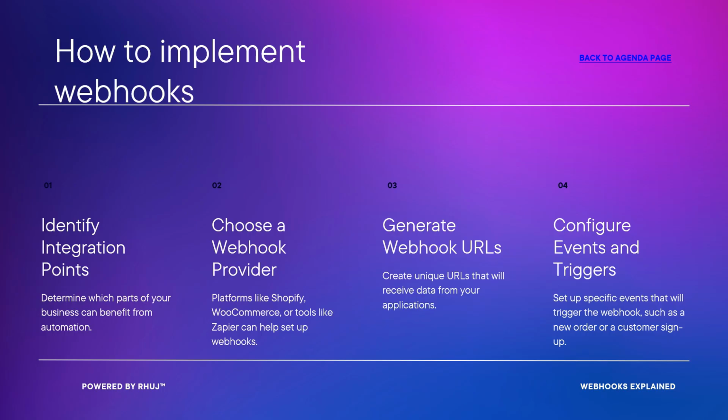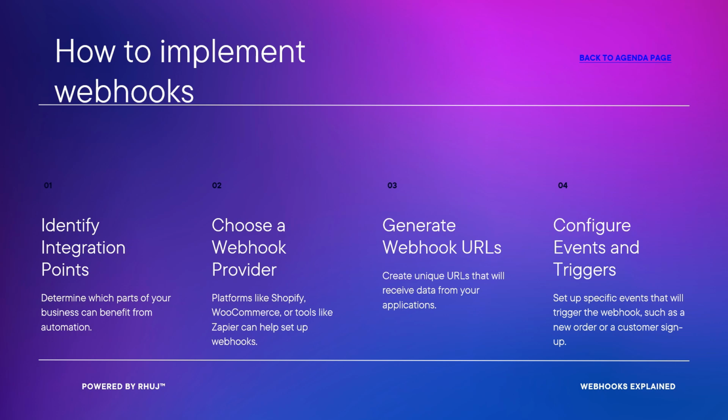Now, how to implement webhooks? You need to identify the integration points, determine which part of your business can benefit from automation. We need to choose a webhook provider, and platforms like Shopify, WooCommerce, or tools like Zapier can help us set up webhooks. In order to do that, we need to generate webhook URLs, creating a unique URL that will receive data from your application.